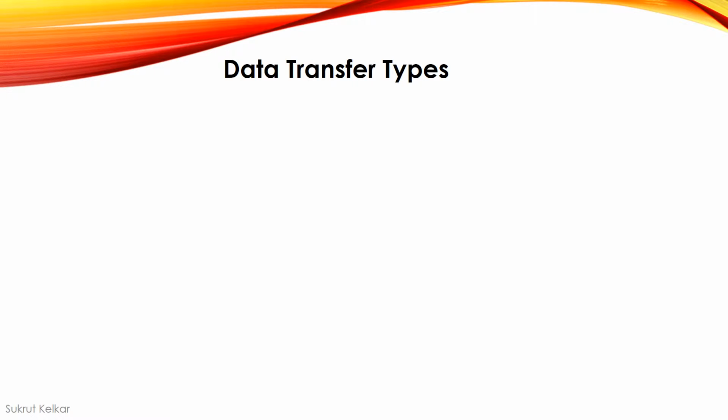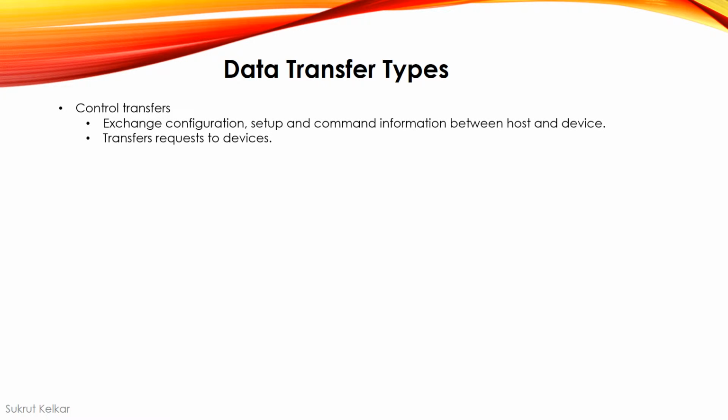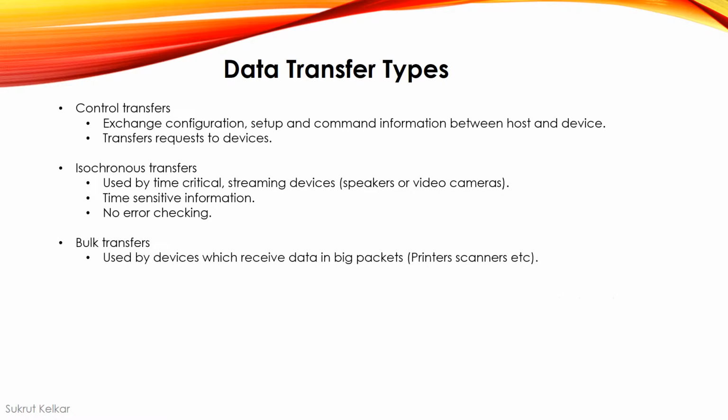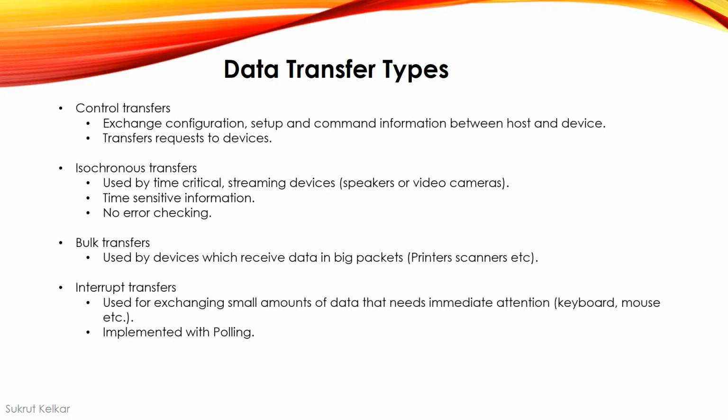Data transfer types. There are 4 types in which the data transfer in USB can take place: control transfers, isochronous transfers, bulk transfers, and interrupt transfers. Isochronous transfers. Isochronous transfer is used by time-critical streaming devices such as speakers and video cameras. It is time-sensitive information, so within limitations, it has guaranteed access to the USB bus. No error correction takes place in isochronous transfers because it is real-time transfer, so no point in checking as you have already sent the video or audio frame.